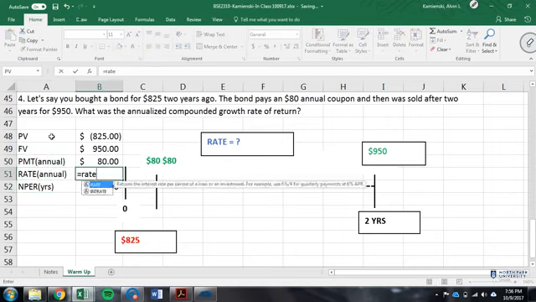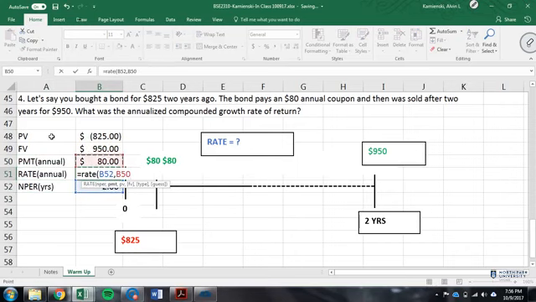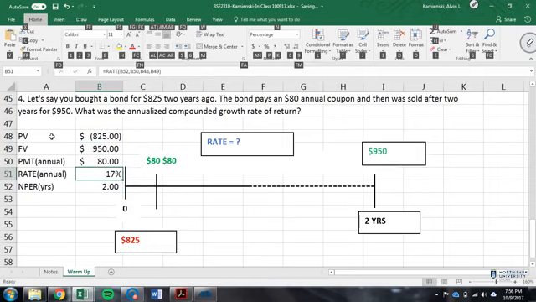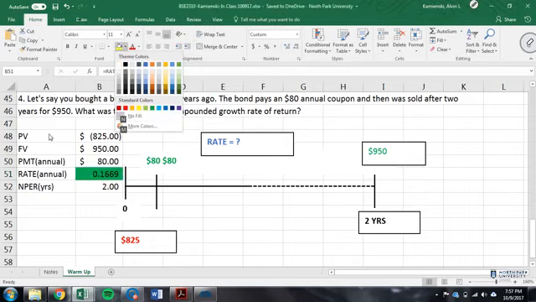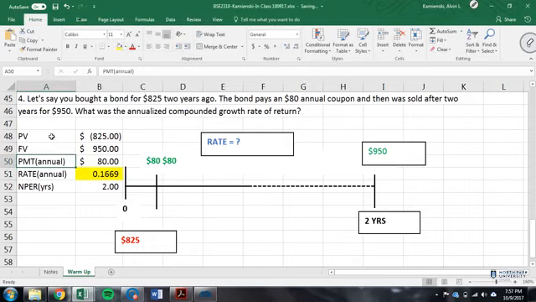Solving then for rate, and we get over a 2-year period with a payment of $80 and a present value that you paid for originally of $825 and a future value of $950. The actual rate was close to 16.69%.